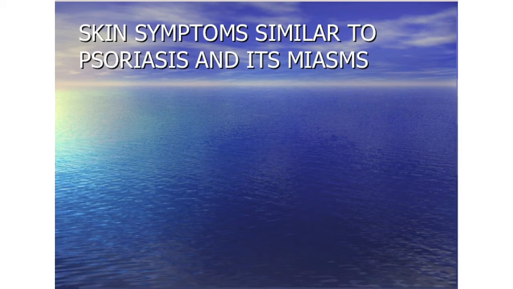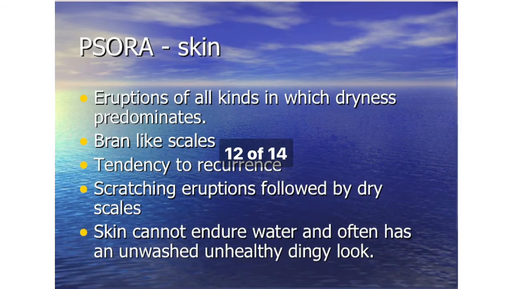Skin symptoms similar to psoriasis and their miasms. These are other skin symptoms which are related or similar to those of psoriasis. Psora: skin eruptions of all kinds in which dryness predominates. Bran-like scales, a tendency to recurrence of the symptoms, and scratching eruptions followed by dry scales. The skin cannot endure water and often has an unwashed, unhealthy, dingy look.